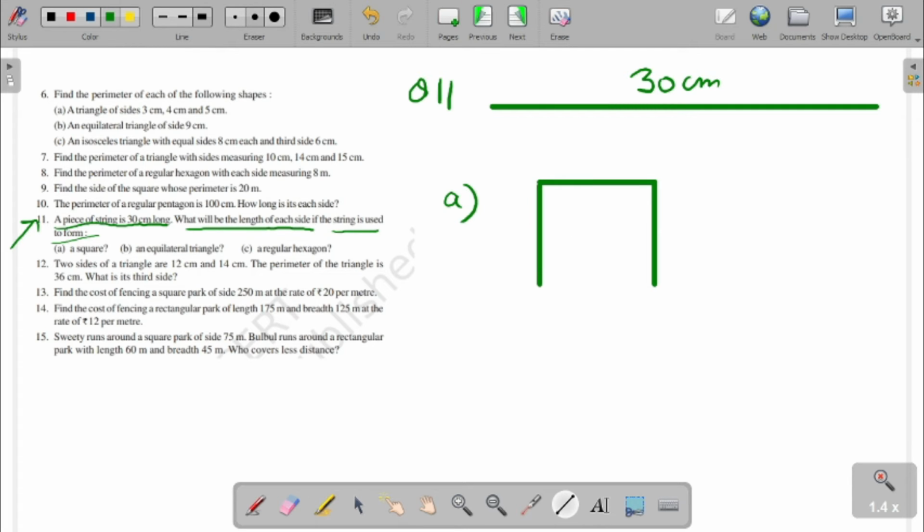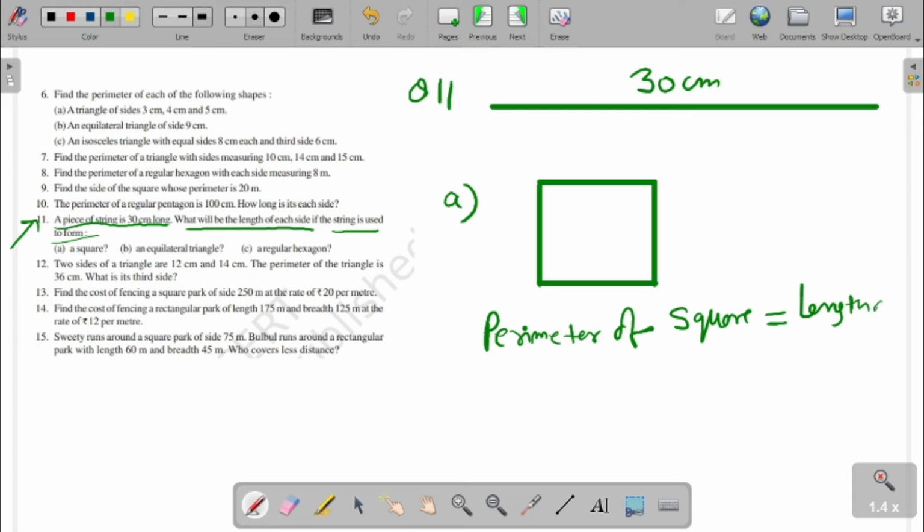So we can see here, this is a square. So what is the same in the string and the square? That is, the perimeter of the square is equal to the length of the string. That is what is the same. That is, perimeter of square is equal to the length of string.